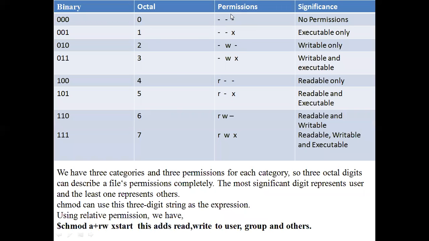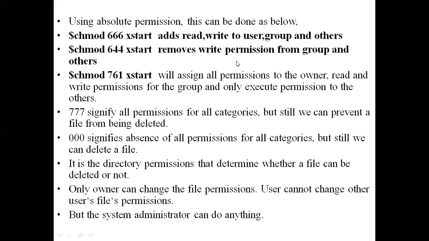this signifies absence of all permission for all 3 categories of users. You are not giving any permission to any category of users. If you are not giving any permission, you might ask whether that means we cannot delete a file. But it can be deleted because that permission will be overridden by the directory permission. So that is what has been stated. It is the directory permission that determines whether a file can be deleted or not. Your directory permission will always override your file permission.